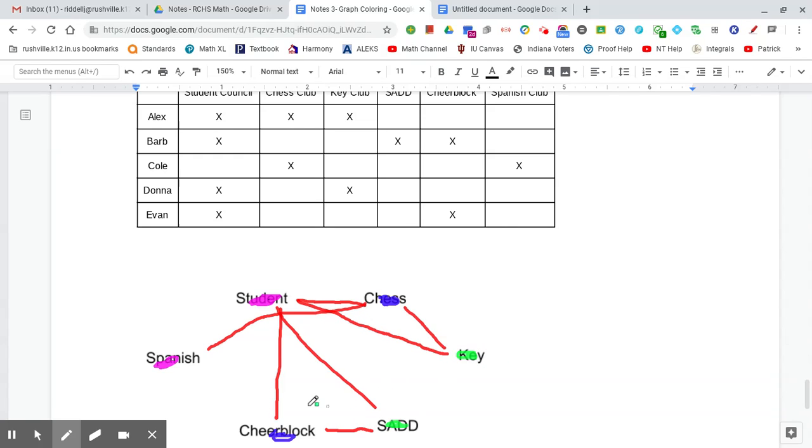All right, so this is not unique. It doesn't mean that chess and cheer block have to meet at the same time. But this is how one possible scenario could be, and it means that the minimum number of days needed would be 3. All right, and that is your lesson over graph coloring. Thanks for watching.